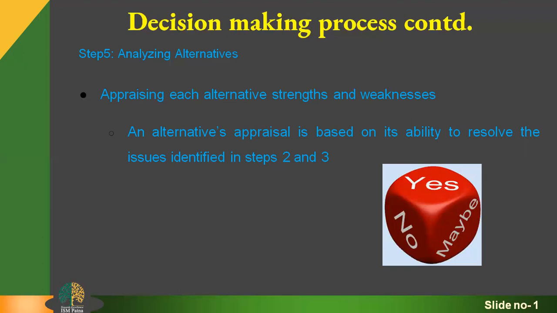No, it cannot be selected. Yes, it can be selected. And there may be some alternatives which have confusing states where the decision makers are not sure whether it is yes or no. They can come up with maybe situations. So evaluating all these situations from the available alternatives, before selecting them for implementing their decision, it is time that they should analyze these alternatives.